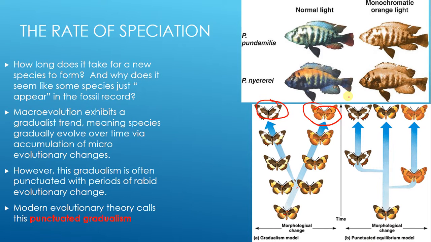However, gradualism is also often punctuated with periods of rapid evolutionary change. So sometimes it might not seem for millions of years that a species is really changing that much in the fossil record, and then boom, all of a sudden there are periods of rapid change where a number of speciation events happen. That's called punctuated gradualism, where for periods of time we have gradual evolutionary change punctuated with intense periods of change. And this is really caused by, if you think, what does natural selection do?